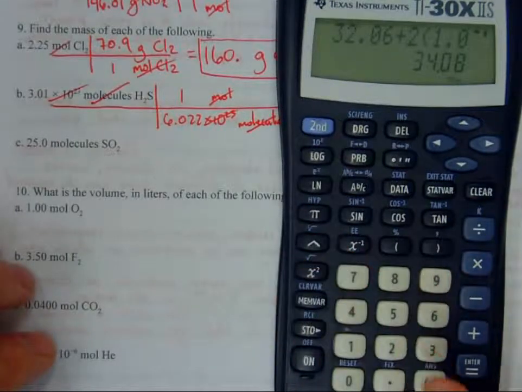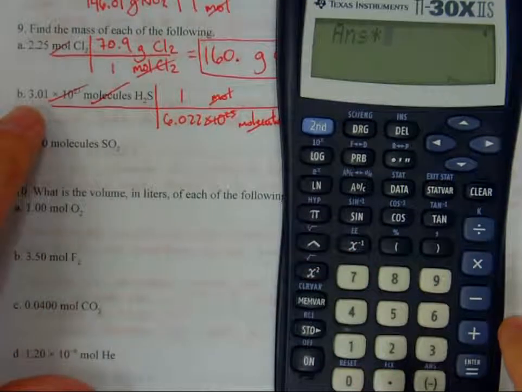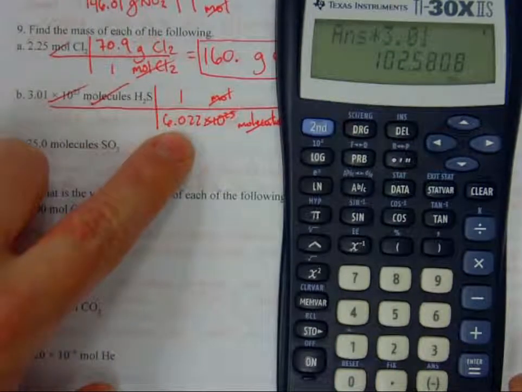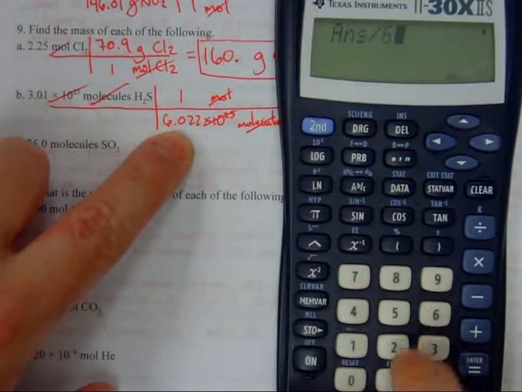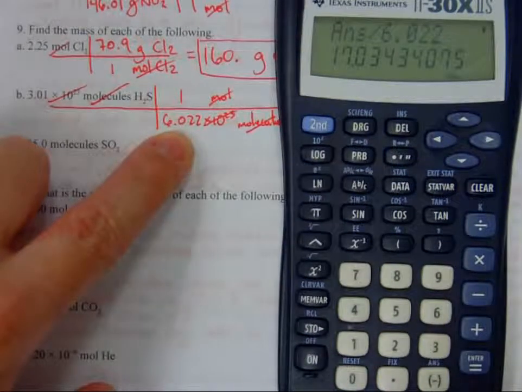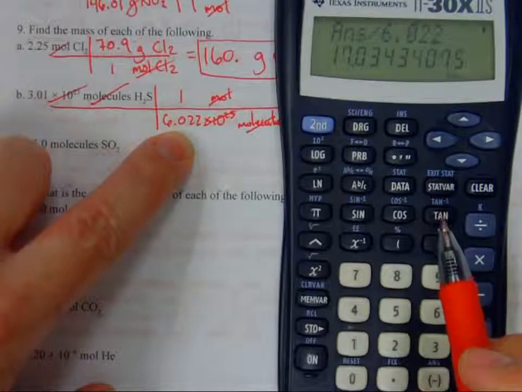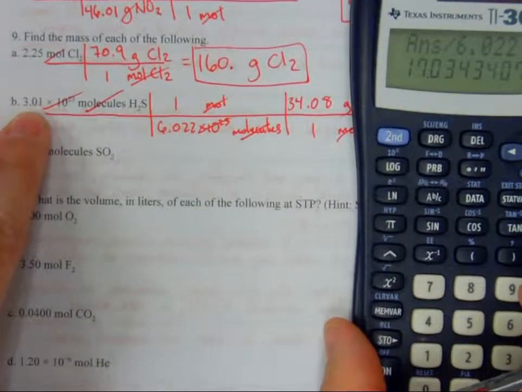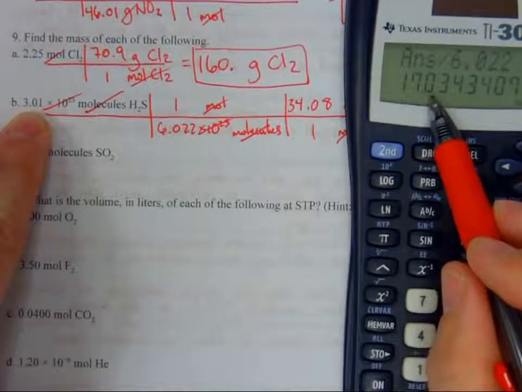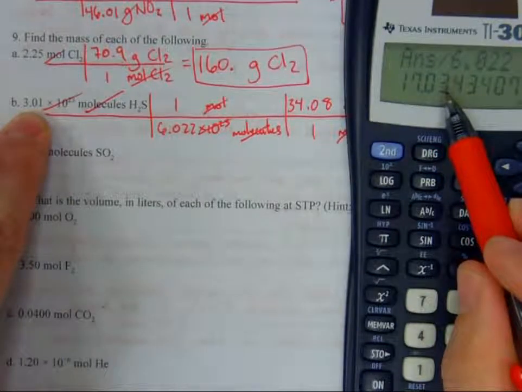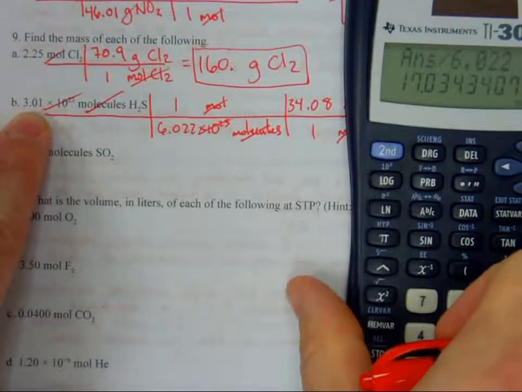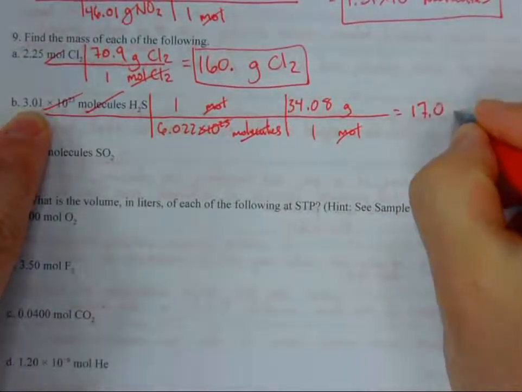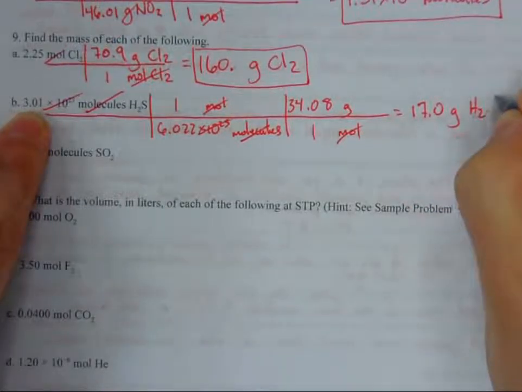So the 34.08, I'm going to multiply it by this given value, 3.01, and then I'm going to divide by this Avogadro's number to end up with this number. Let's see, how many sig figs? I need 3 sig figs again because I started with 3 sig figs. So I'm going to report 3 sig figs. That 3 tells me to leave that 0 alone. So I'm just going to report 17.0 grams. 17.0 grams of H2S.